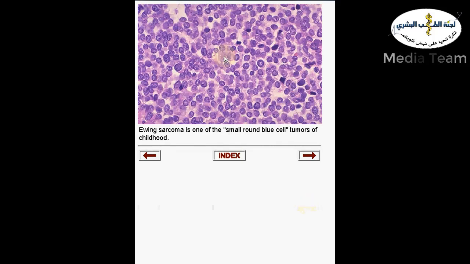Now, how does Ewing sarcoma appear under the microscope? Ewing sarcoma is one of a famous group in pathology. We call them small round blue cell tumors. From their name, they are small. The tumor cells are small, unlike other tumors where usually the cells are large. So they are small, they are rounded, not irregular.